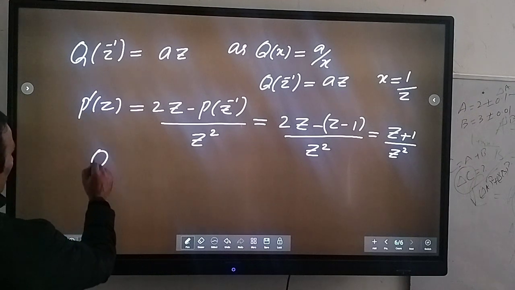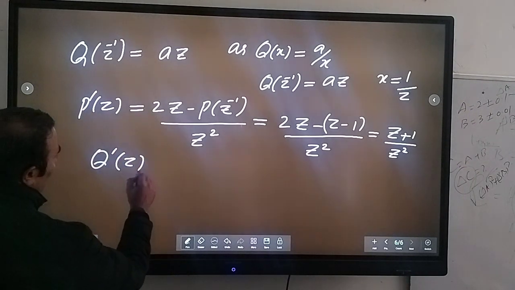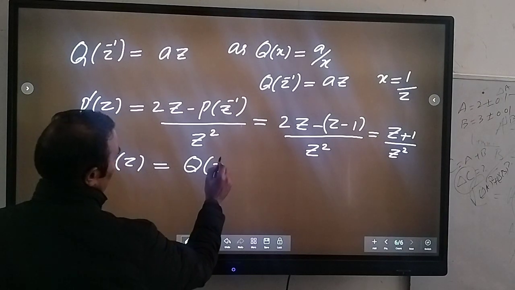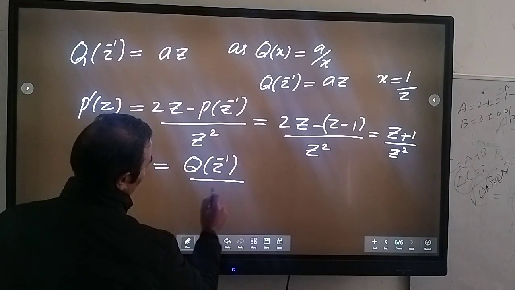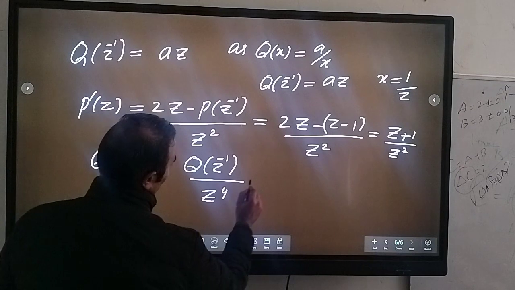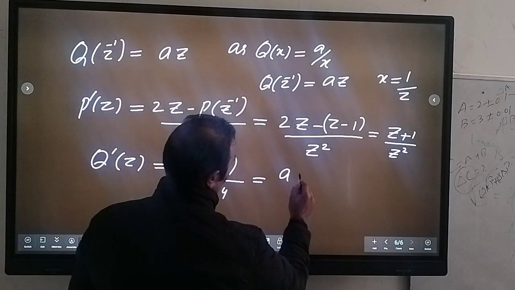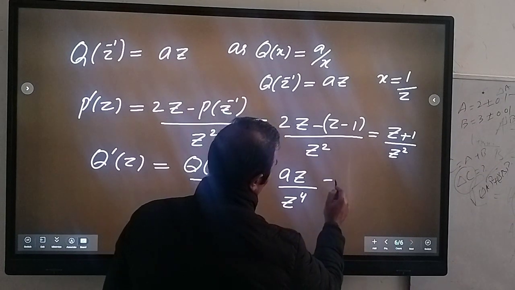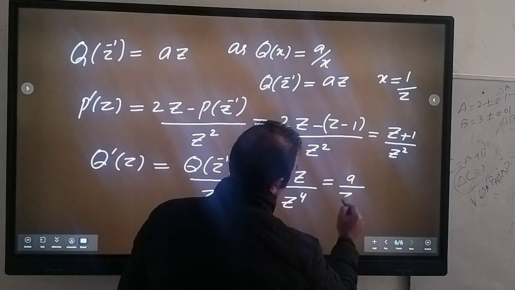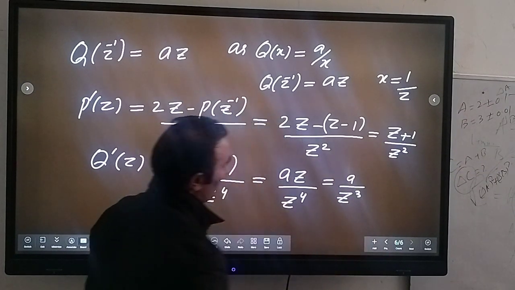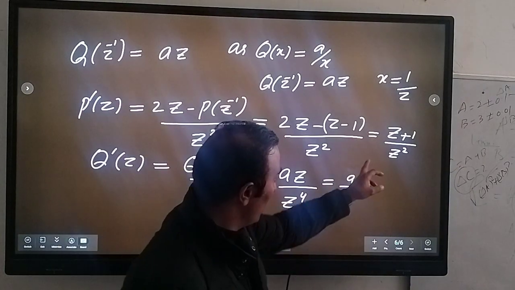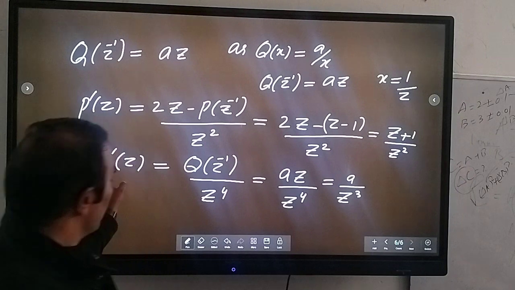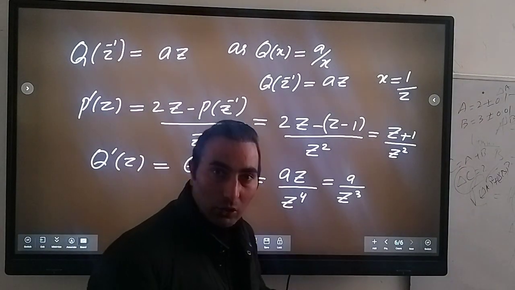Similarly, our Q dash of Z will be equal to, so that will be Q of Z inverse upon Z raised to 4. So that's equal to, right? So that means now we have P dash Z also. So that's Z plus 1 by Z square, and our Q dash of Z is equal to A by Z cube. Now we can check those limits.